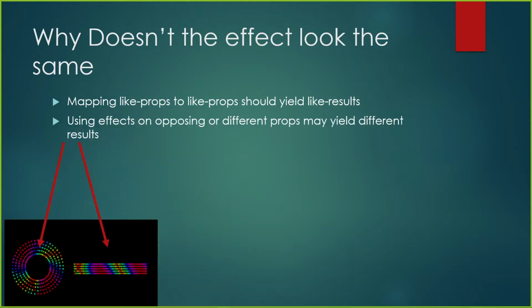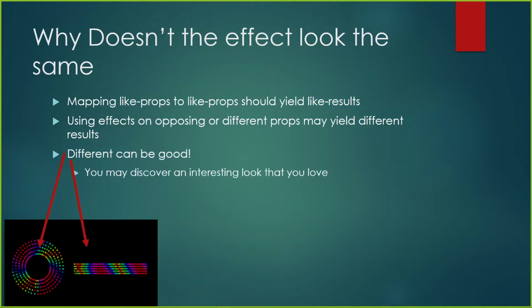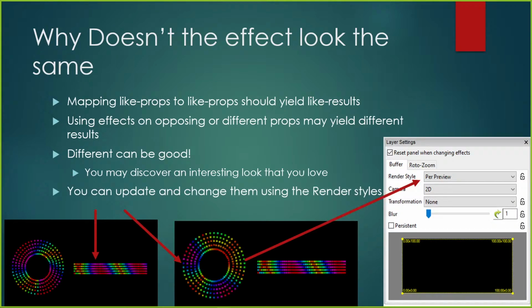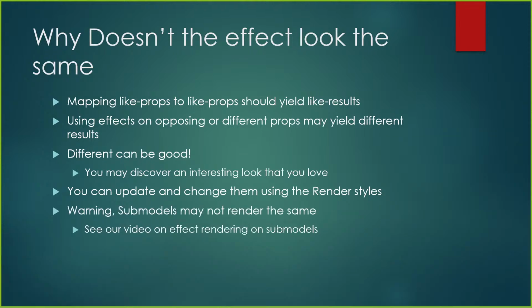Now, we've already kind of explained this a little bit, but using effects on opposing or different props will yield different results. And different can be good. I mean, let's face it, if you look at that wreath on the left, you have that nice rainbowy, swirly pattern that the butterfly effect gives you. But whenever you apply it to the wreath and maybe you don't want it that way, you always know that you can go back and change the render style in the layer setting box.